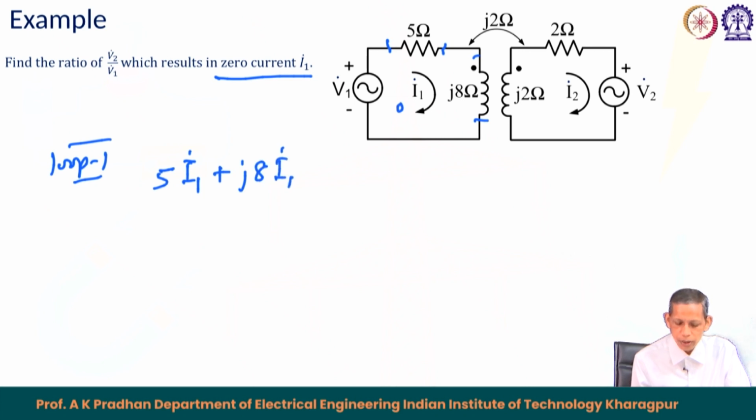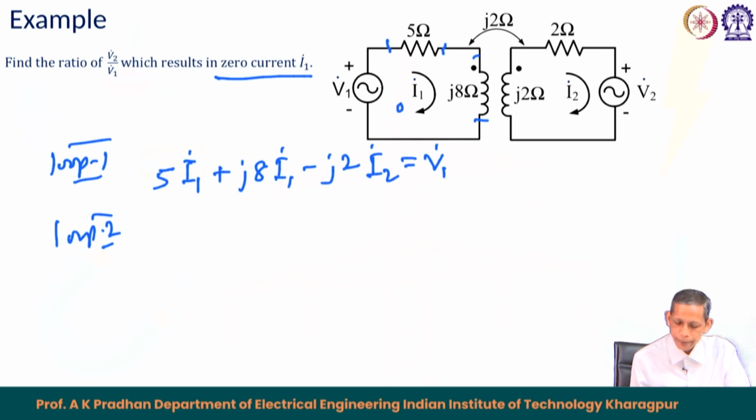It has a mutual component, and for the mutual component I1 is entering and I2 is leaving. Therefore, the mutual component is negative. The mutual component is j2 and the corresponding current is I2. So, this becomes equal to V1. That is done. The next one is for loop 2.